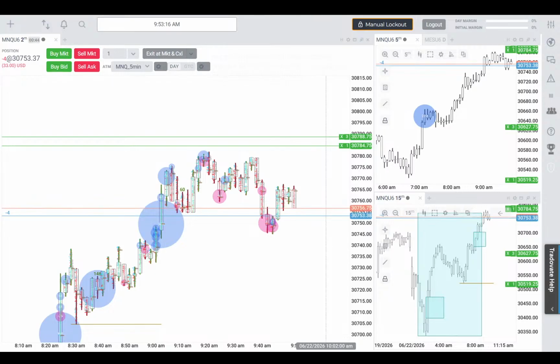Still waiting or calling it? What? No, we're waiting, of course. Holding. Watching the sellers.